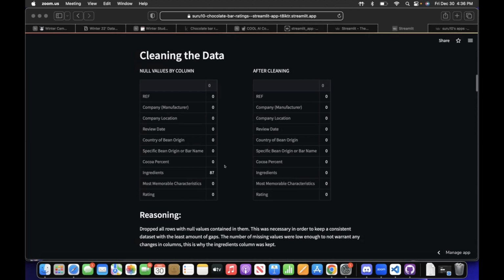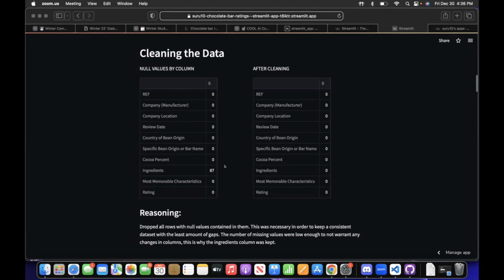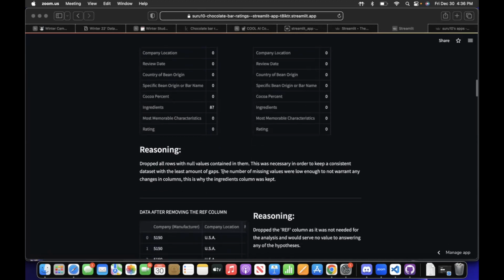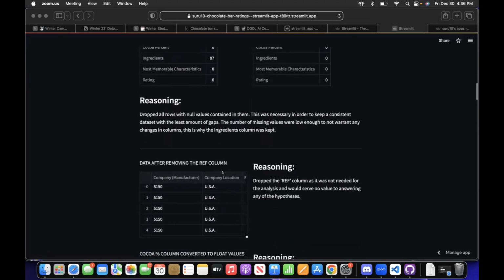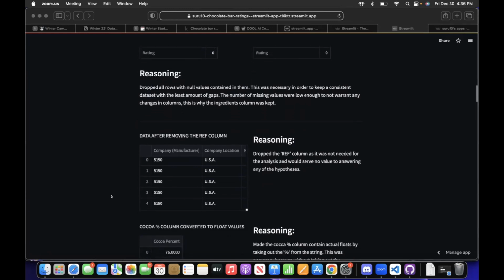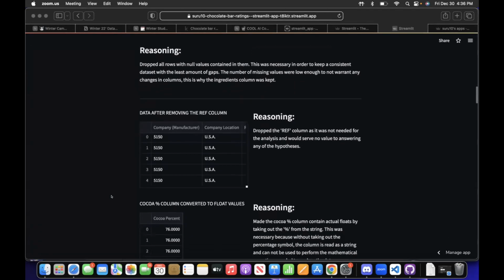And since the amount of null values for the ingredients column was relatively low, we could just keep the column instead of dropping the whole entire thing. And right after that, we removed the ref column from our data set because it would serve absolutely no purpose in our analysis and would not help us answer our hypotheses.